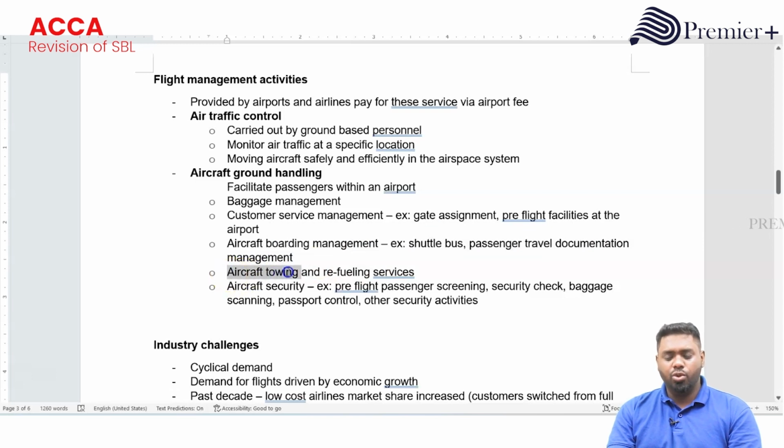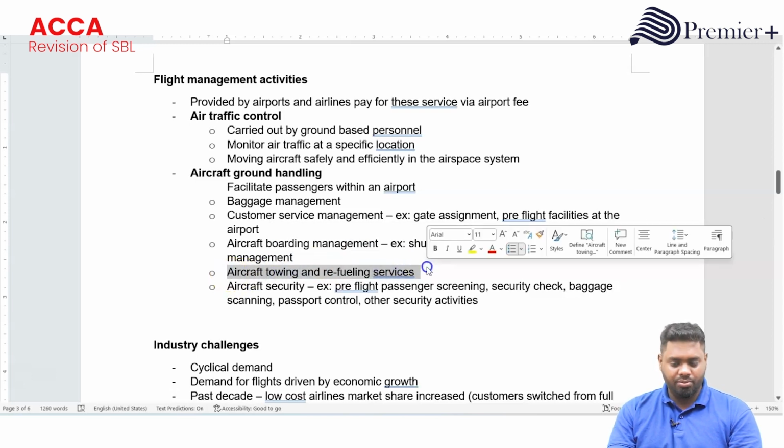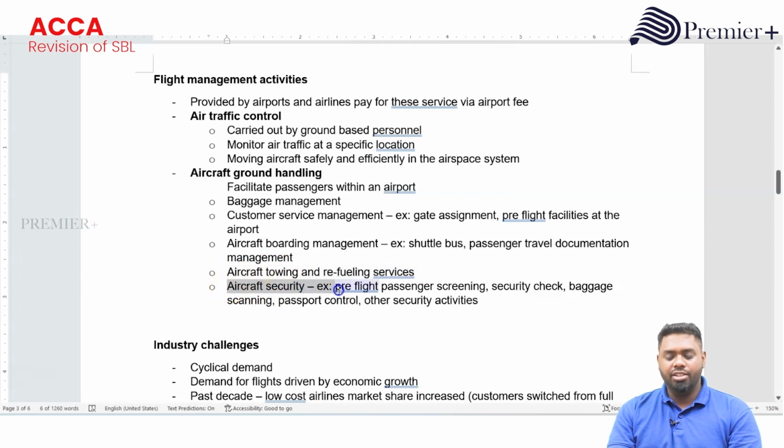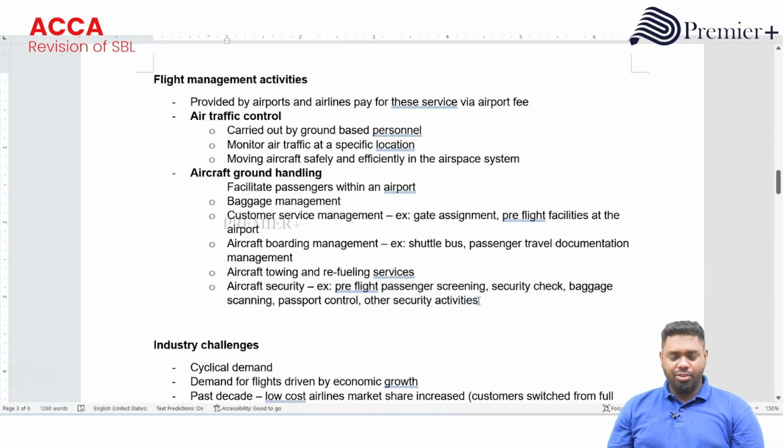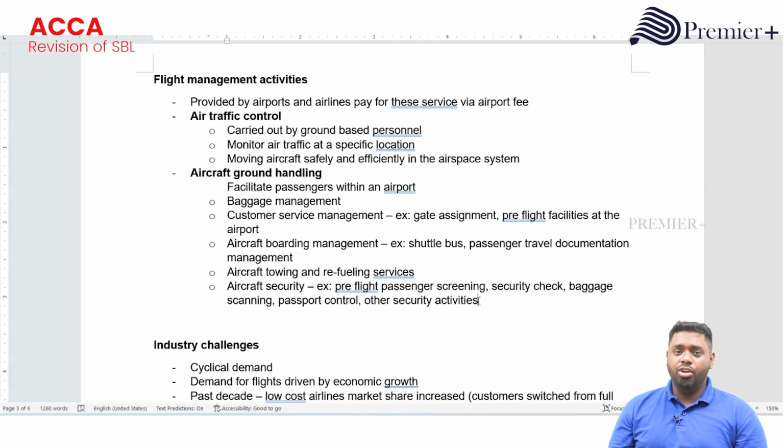Next, aircraft towing and refueling services and aircraft security, for example pre-flight passenger screening, security check, baggage scanning, passport control and other security activities. So you also see for the airline to operate, they also need the assistance of the airport. Okay, air traffic control and aircraft ground handling are major examples, so that the airline can properly and efficiently run their operations.